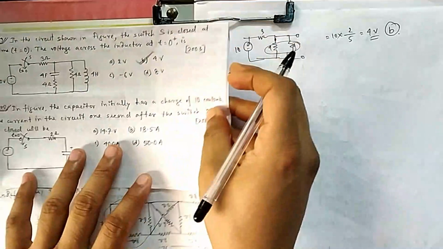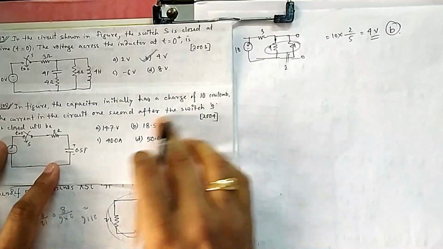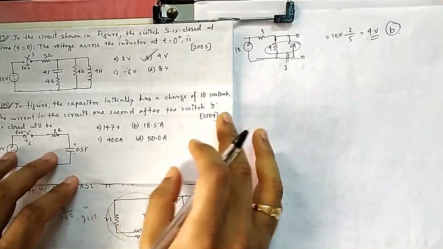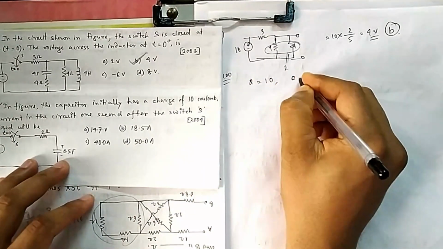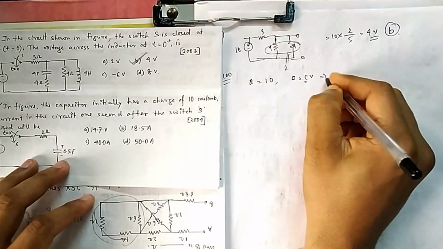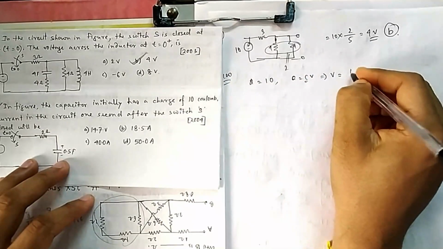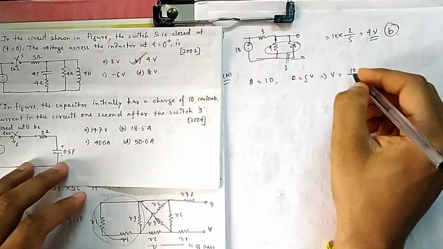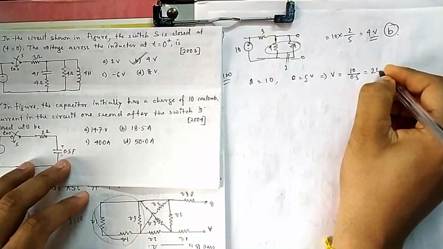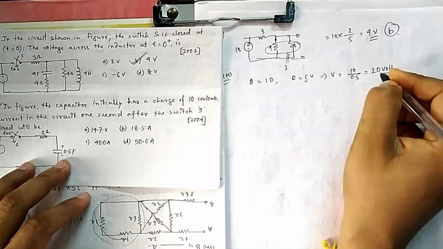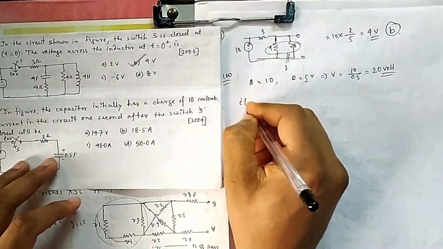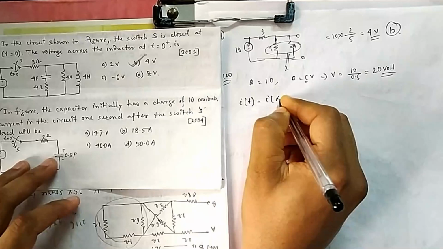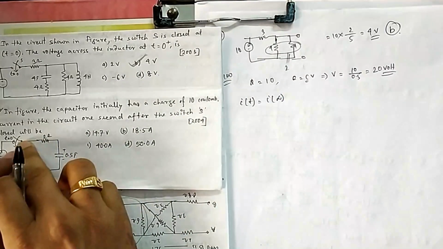In the figure, the capacitor initially has a charge of 10 coulomb. The current flowing at 1 second after the switch S is closed. Because the initial charge Q is given equal to 10 coulomb, Q equal to CV. C is also given, so initial voltage you can calculate. Q by C, 10 coulomb by C, C is how much? 0.5. So initial voltage is 20 volt. This is given to you. Okay. So now again, what will be the current? Again that mantra I will use, I infinity. I is this current. You remember this current.